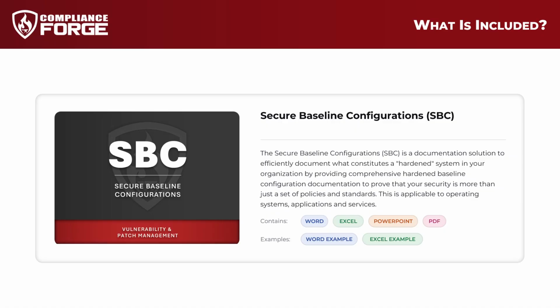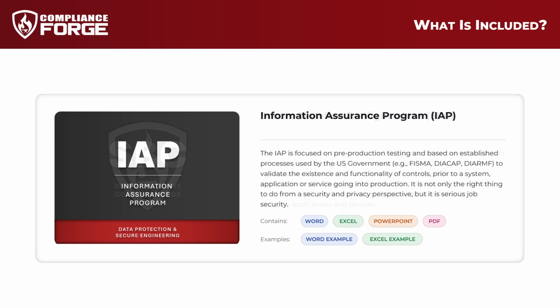The eighth is Secure Baseline Configurations, the documentation solution to efficiently document what constitutes a hardened system in your organization. The ninth is the Information Assurance Program, focused on pre-production testing based on established processes used by the U.S. government to validate the existence and functionality of controls before a system goes into production.